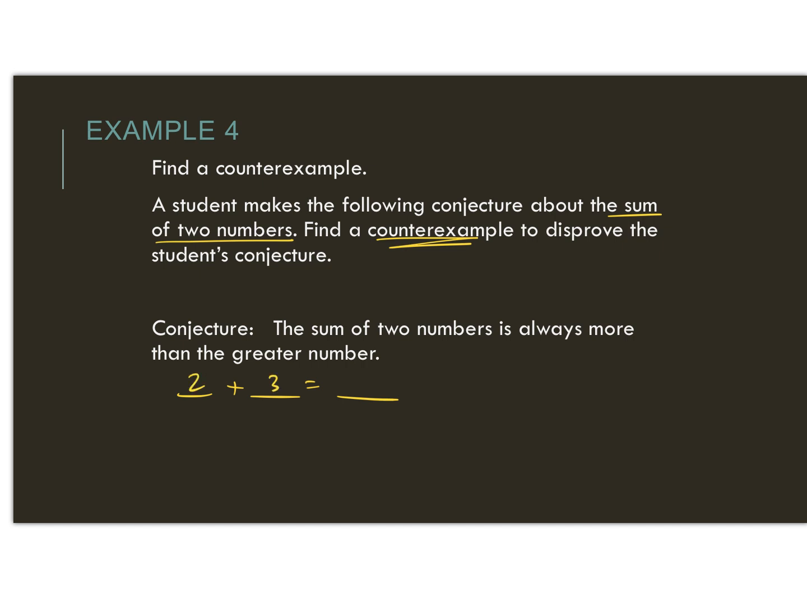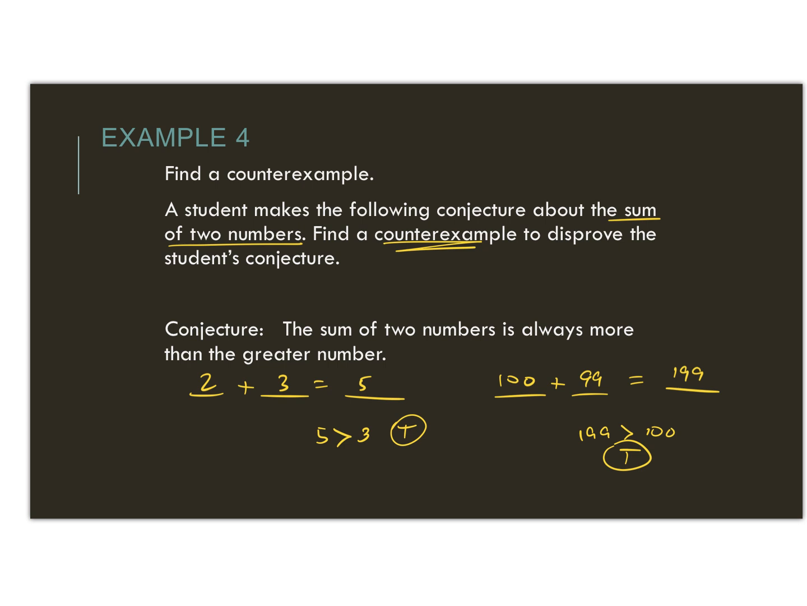So 2 plus 3 is 5. Notice 5 is greater than 3. So far my conjecture appears to be true. And if you use normal positive numbers, it's probably going to be true, right? Because we have to think a little bit outside the box. If I do 100 plus 99 is 199, and 199 is greater than 100, so this is true as well. So now let's stop thinking inside the box and think a little more outside the box.